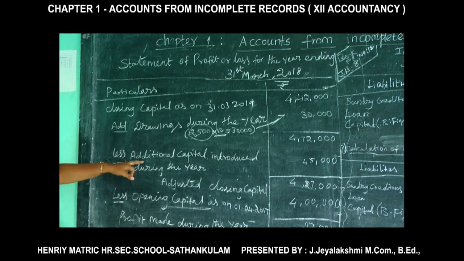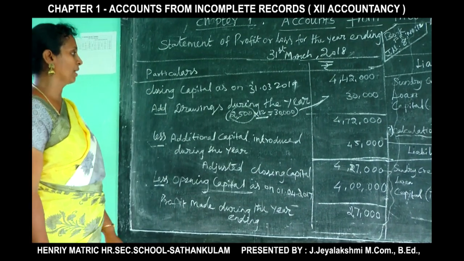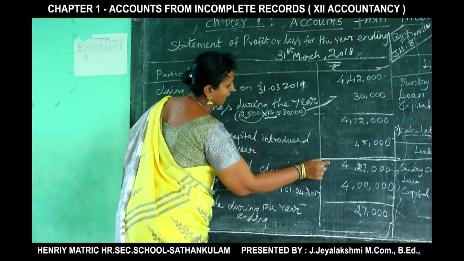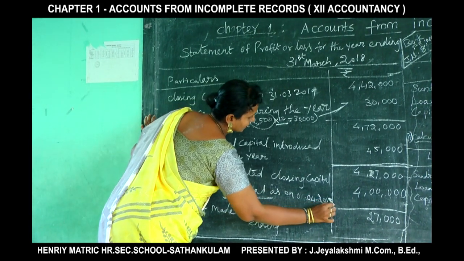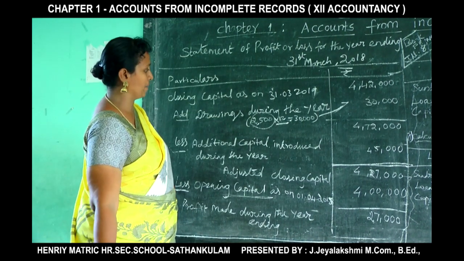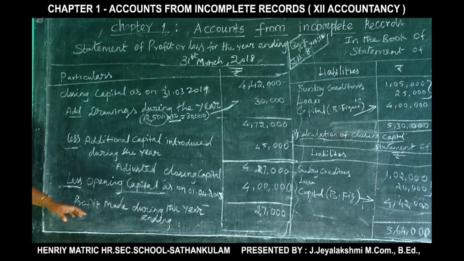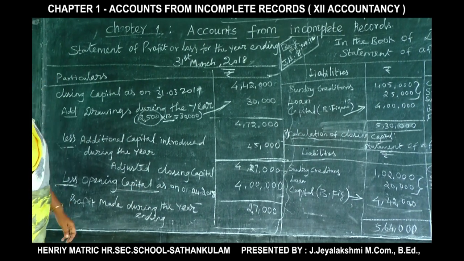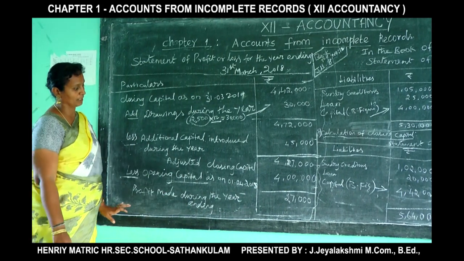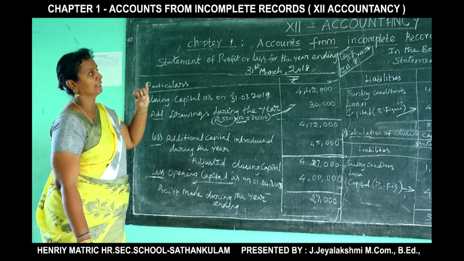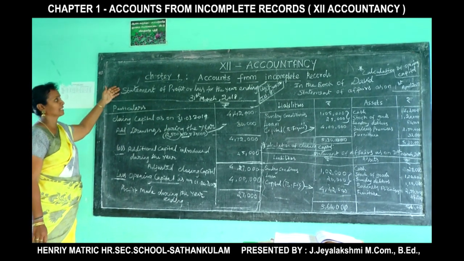Now we have to consider additional capital introduced during the year. Additional capital introduced was 45,000. Then by these two we have the adjusted closing capital. Now less opening capital as on 1st April 2018. The opening capital we found out first should be taken as the opening balance. So we get 27,000 as the profit made during the year. So what we are doing is first calculating the opening capital, then the closing capital. With these two aspects, we have the statement of affairs.